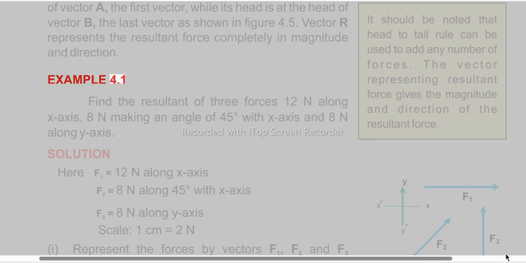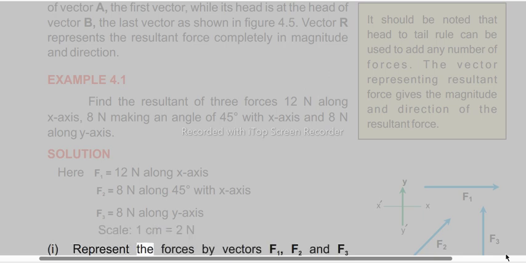Example 4.1. Find the resultant of three forces: 12 N along x-axis, 8 N making an angle of 45 degrees with x-axis, and 8 N along y-axis. Solution. Here F1 equals 12 N along x-axis. F2 equals 8 N along 45 degrees with x-axis. F3 equals 8 N along y-axis. Scale: 1 cm equals 2 N.